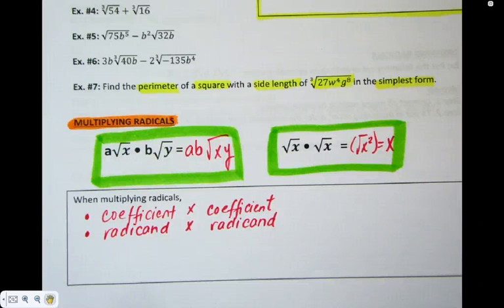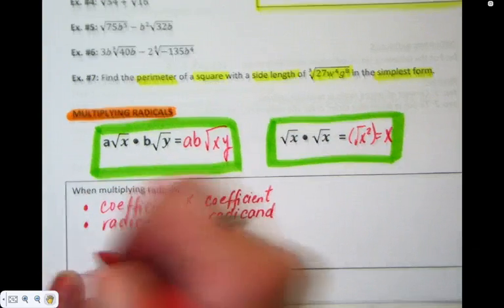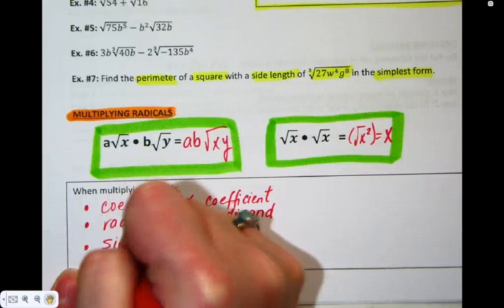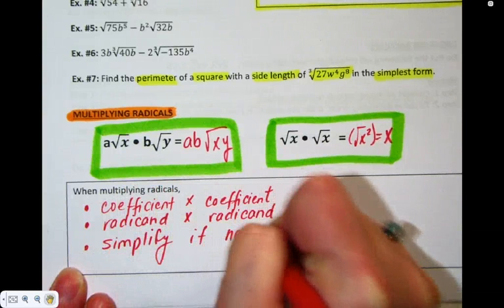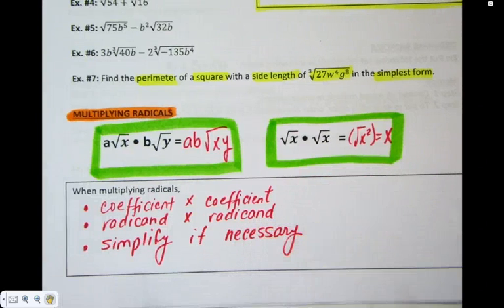Coefficient times coefficient, radicand times radicand. Which is almost the same as polynomials where we do coefficient times coefficient, variable times variable. Same idea. And just like polynomials, the last step is always simplify if necessary.